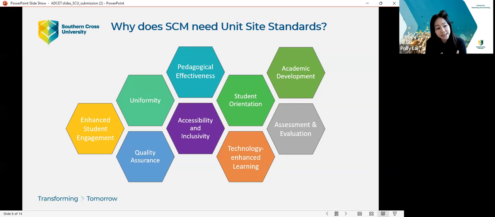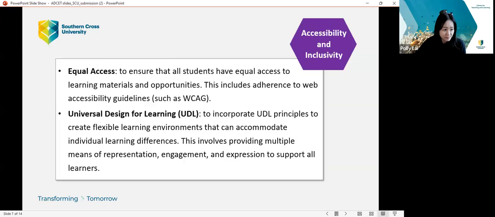We also have academic development. We would like to use these standards to promote a culture of continuing learning and professional learning across our faculty members, and also to support them in the effective use of blended learning tools and methodology in their teaching practice. And the most important thing is quality assurance and accessibility and inclusion.